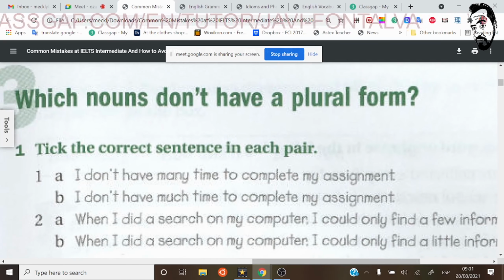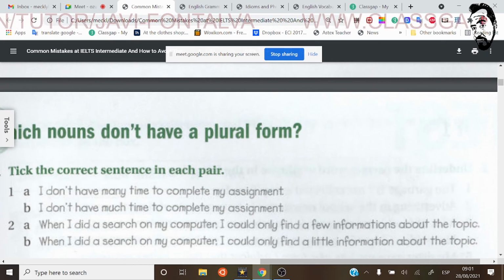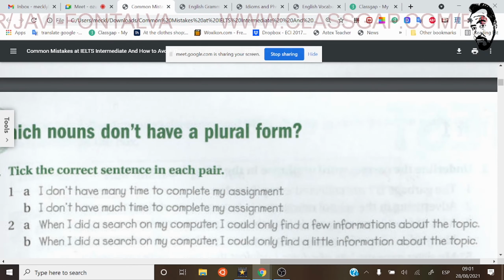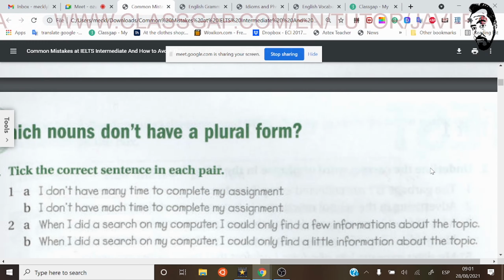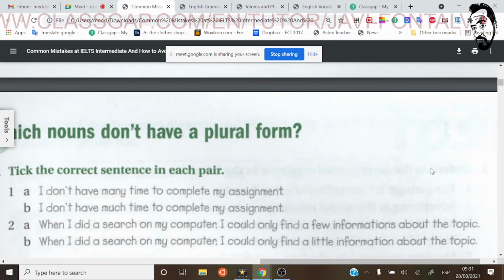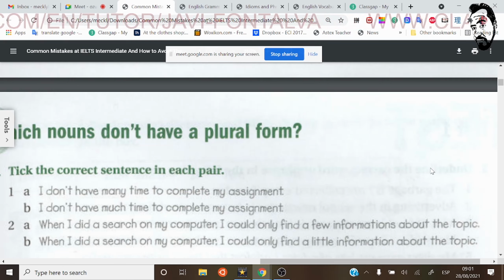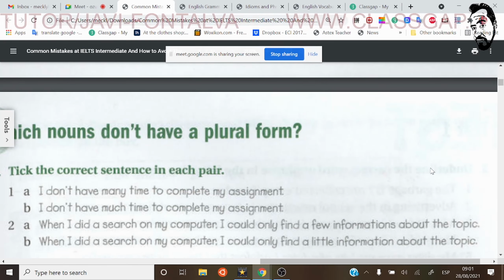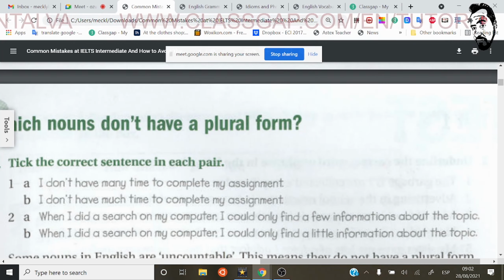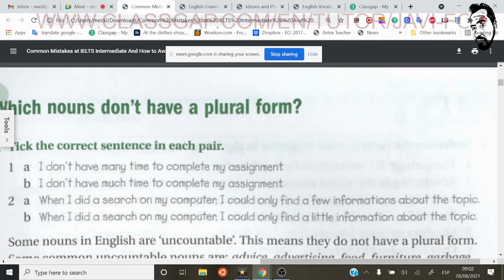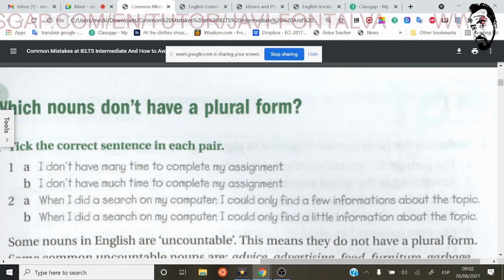Okay, what about these two here? Number two, A or B? When I did search on my computer, I couldn't find a few information about the topic. When I did the search on my computer, I couldn't only find... A. Alright, we're going to see which one is correct now. First I'm going to explain something that happens in English and many other languages. I'm going to tell you later if what I said is correct.